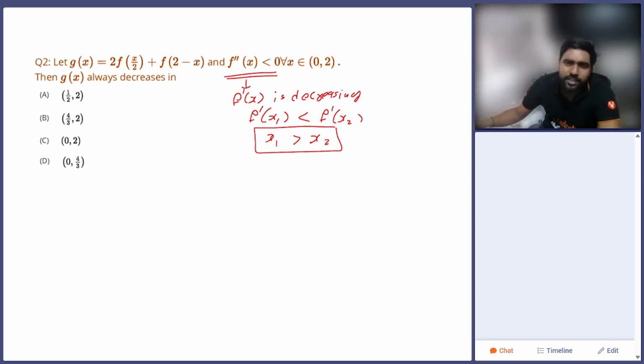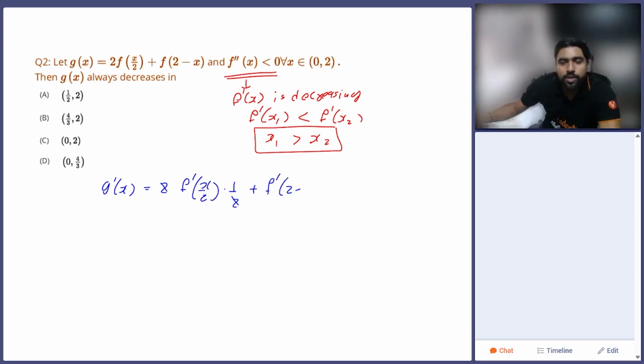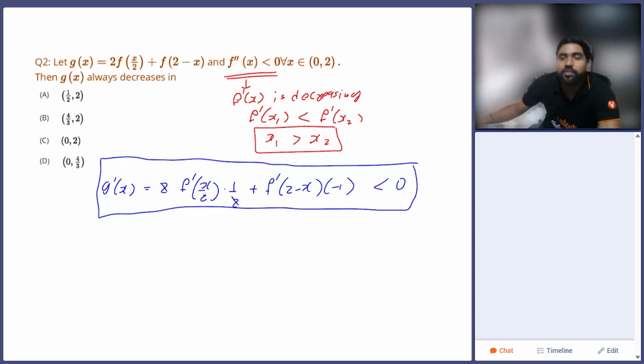So now this is the condition that we have, right? So over here, I need to play around with g dash of x being decreasing, so being a negative value, rather. So g dash of x will be equal to 2 into f dash of x by 2 into the derivative of x by 2, which is 1 by 2, plus f dash of 2 minus x into the derivative of 2 minus x, that's minus 1. This value has to be negative because g of x is said to be decreasing over here. So I can say that this is negative. Wonderful. So now from here, what do I have?